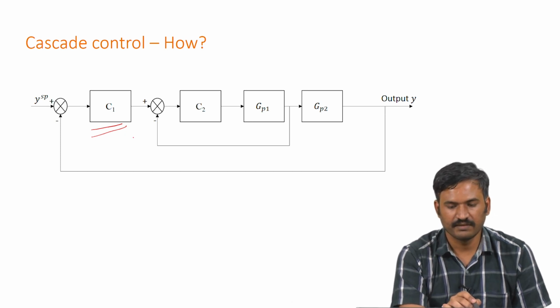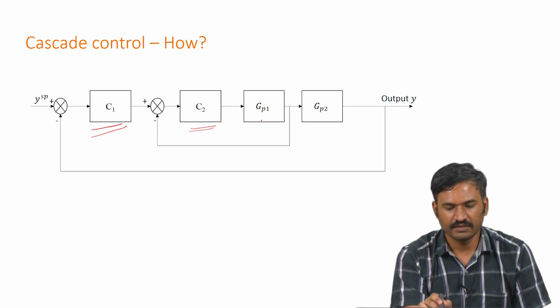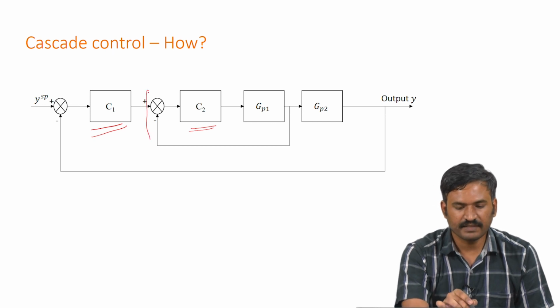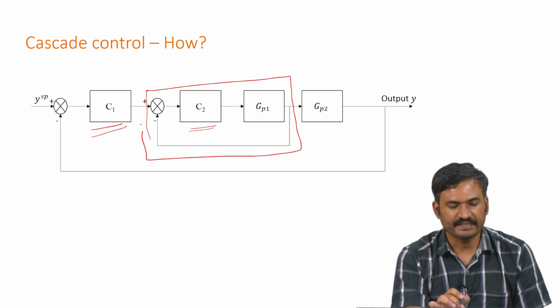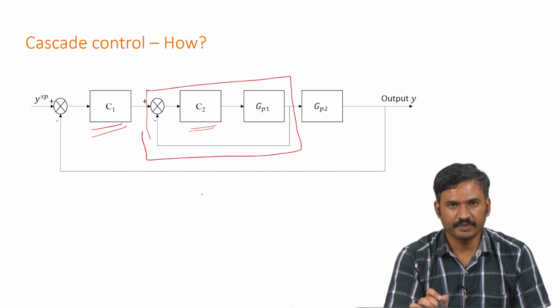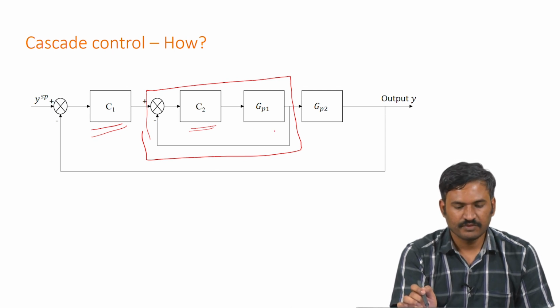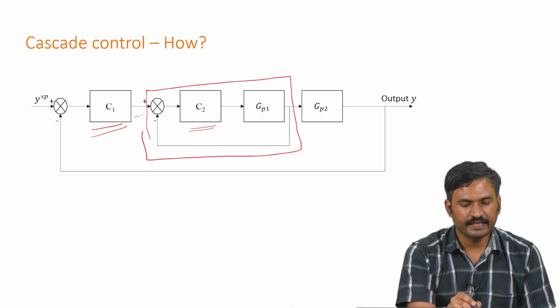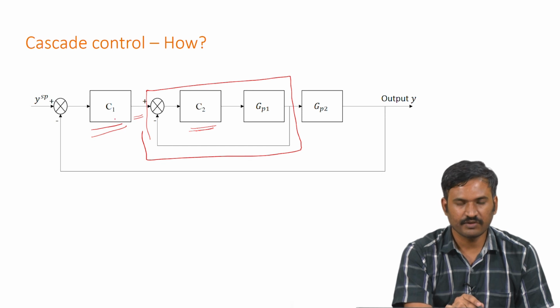Now, in this configuration, notice that we have added one more controller C2, and this controller controls the process 1. This loop is called the inner loop or slave loop of the cascade control. The outer loop, the master loop, consists of everything including the inner loop. Now, notice that the set point of the second controller is set by the controller C1.